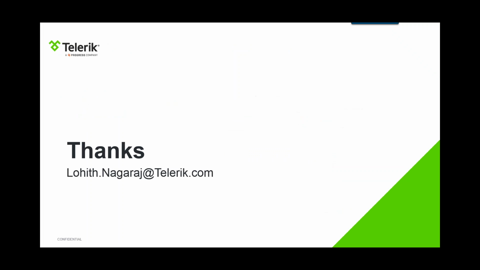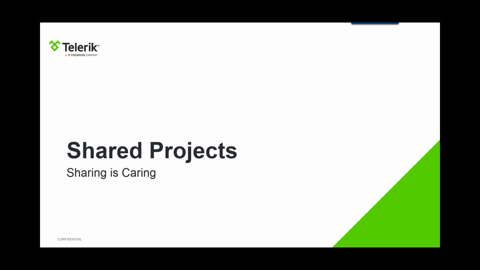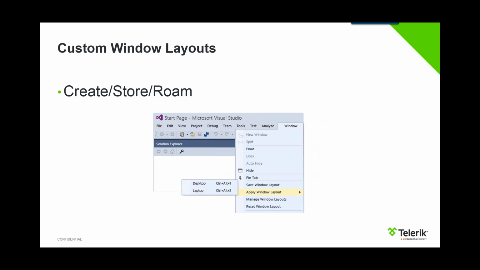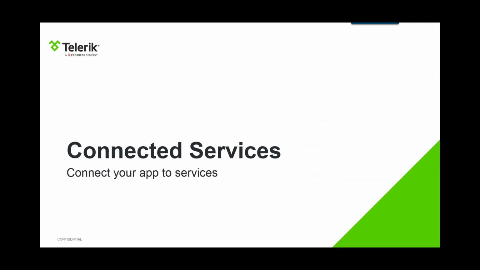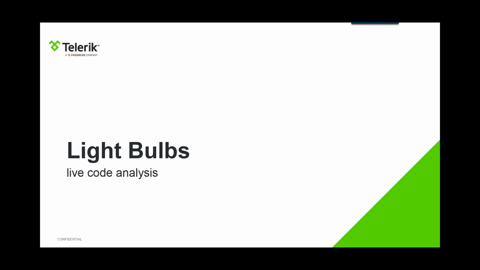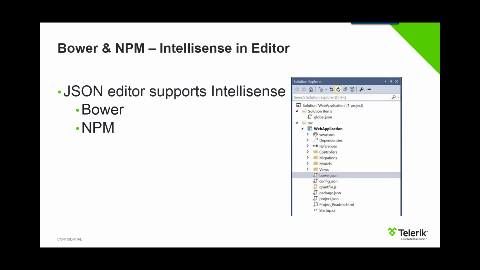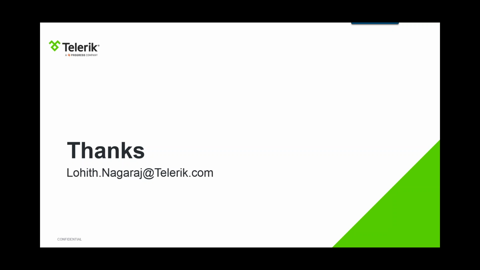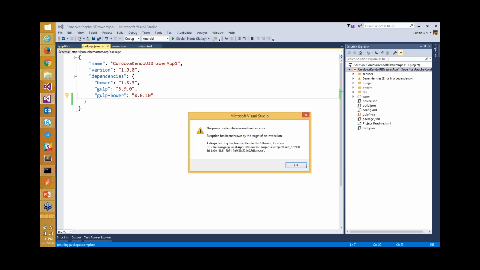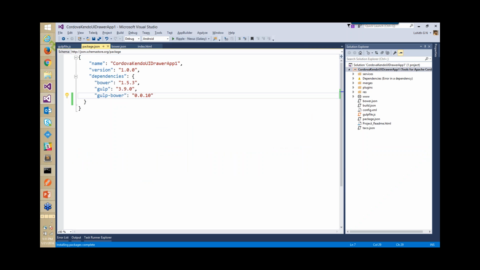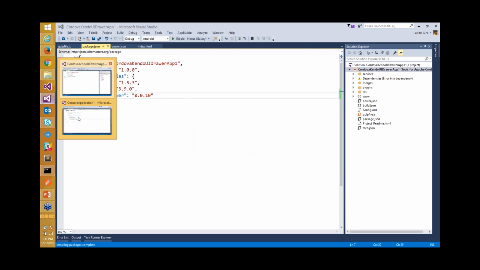Quickly, we're already at the end. I missed something. Just give me a second. What did I miss? Shared projects, Bower, npm IntelliSense. Oh, how am I at the last? Okay, let me go back here. So I think I missed only one.